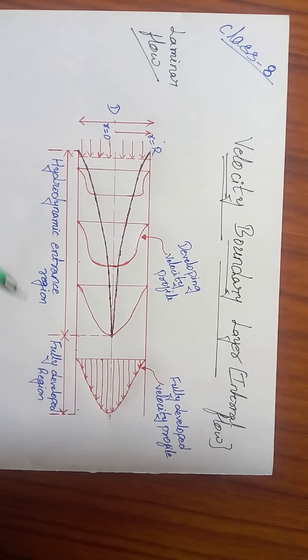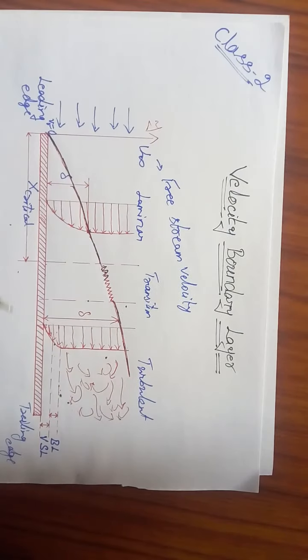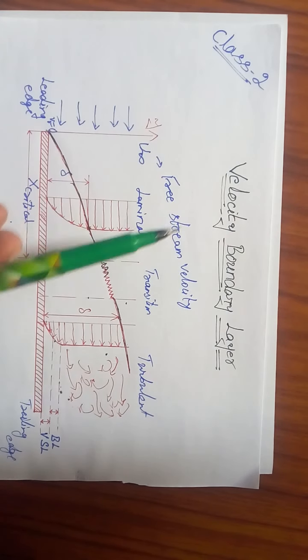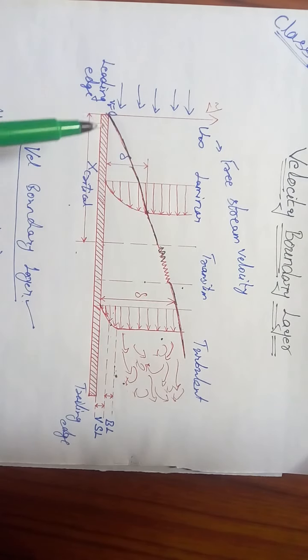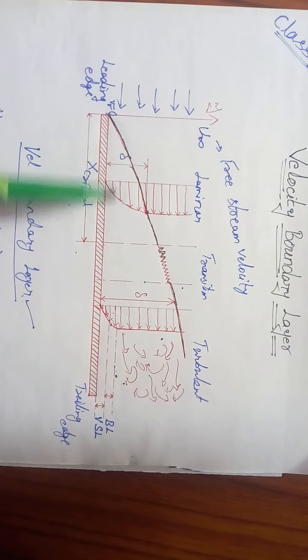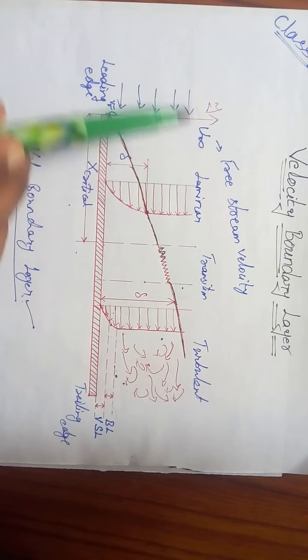If you remember, in class number 2, we studied the same concept of velocity boundary layer. But there we considered a flow of fluid over a flat plate, right? And hence it can be called external flow.